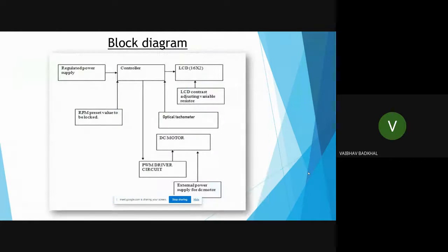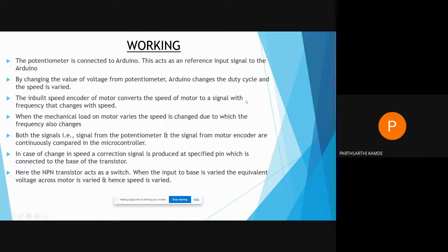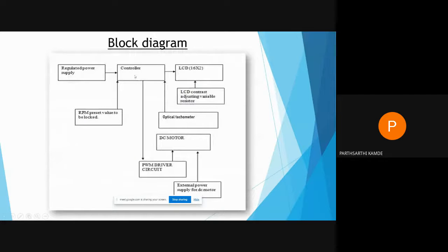Further topic will be continued by Partharthi. So here we can see the block diagram, and here is the controller, and the DC motor is installed here, an optical tachometer to read the speed, and a regulated power supply to both the DC motor and controller is given.